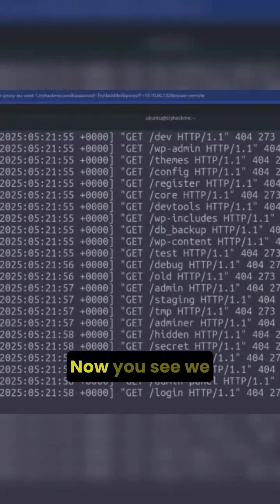Now, you see we have the same IP address repeated across many attempts to access non-existent pages. This is actually indicative of reconnaissance activity. The attacker is trying to figure out something on the web server. We still don't know yet.